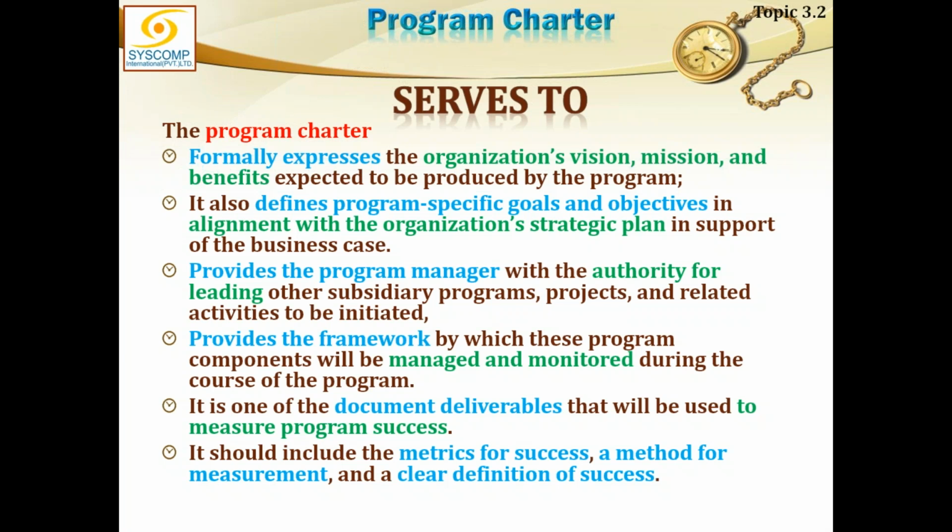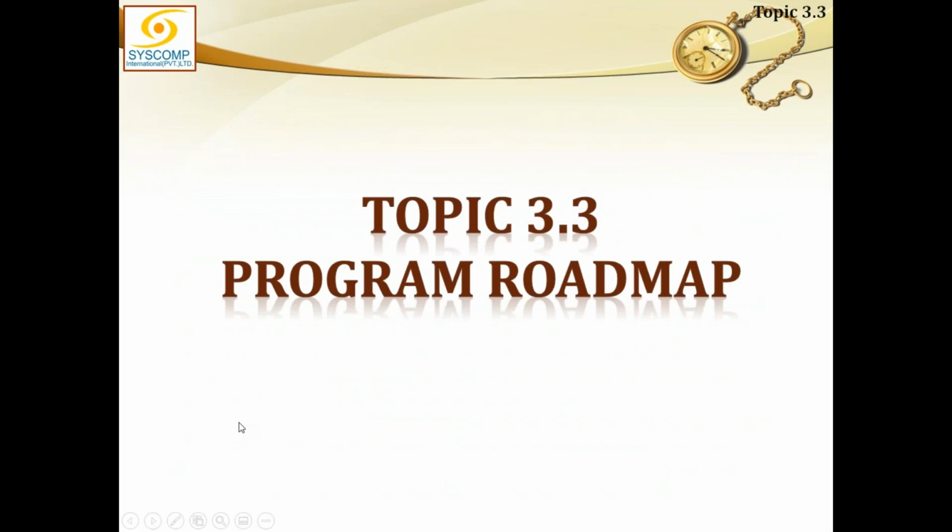It is one of the document deliverables that will be used to measure program progress. It should include the metrics of success, a method of measurement, and a clear definition of success. Then comes the discussion about the program roadmap.